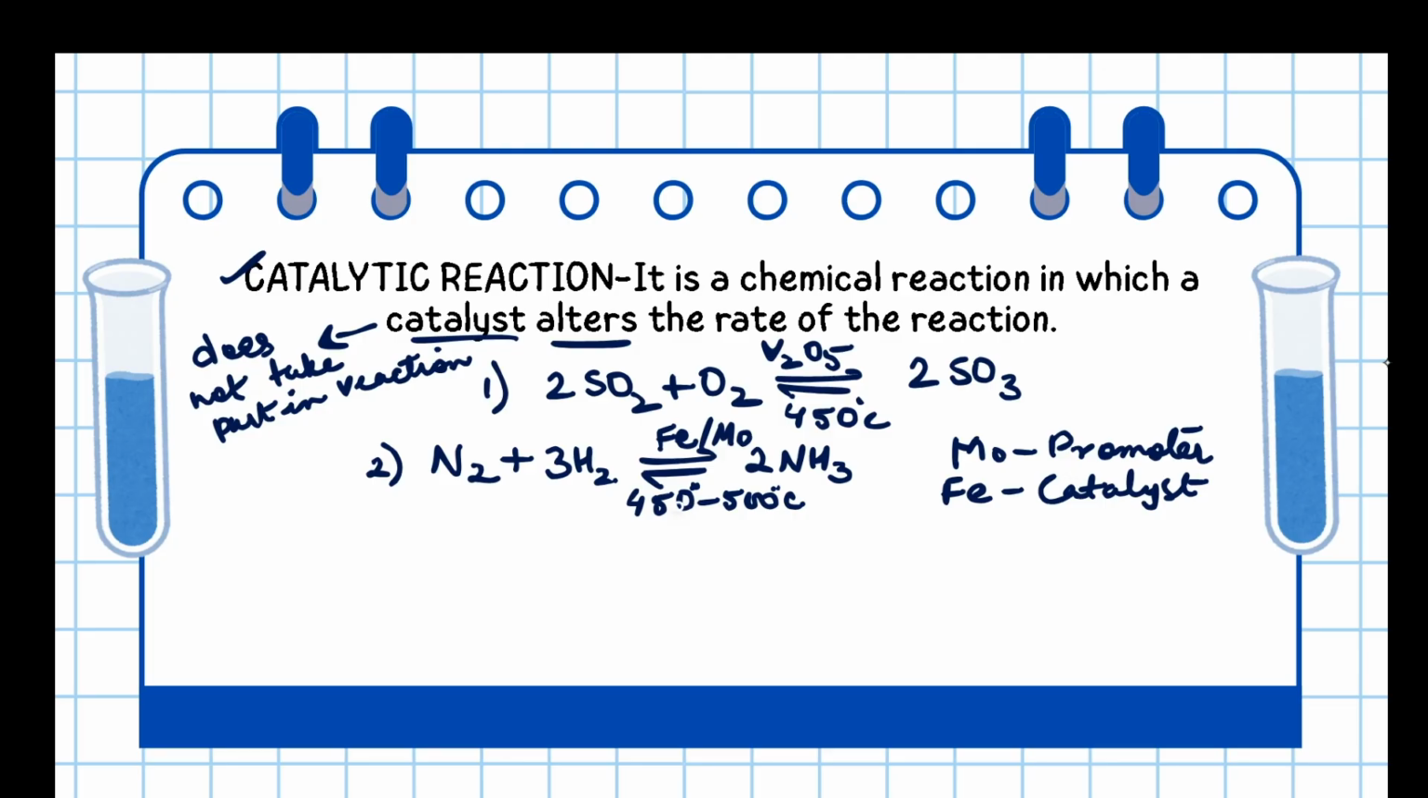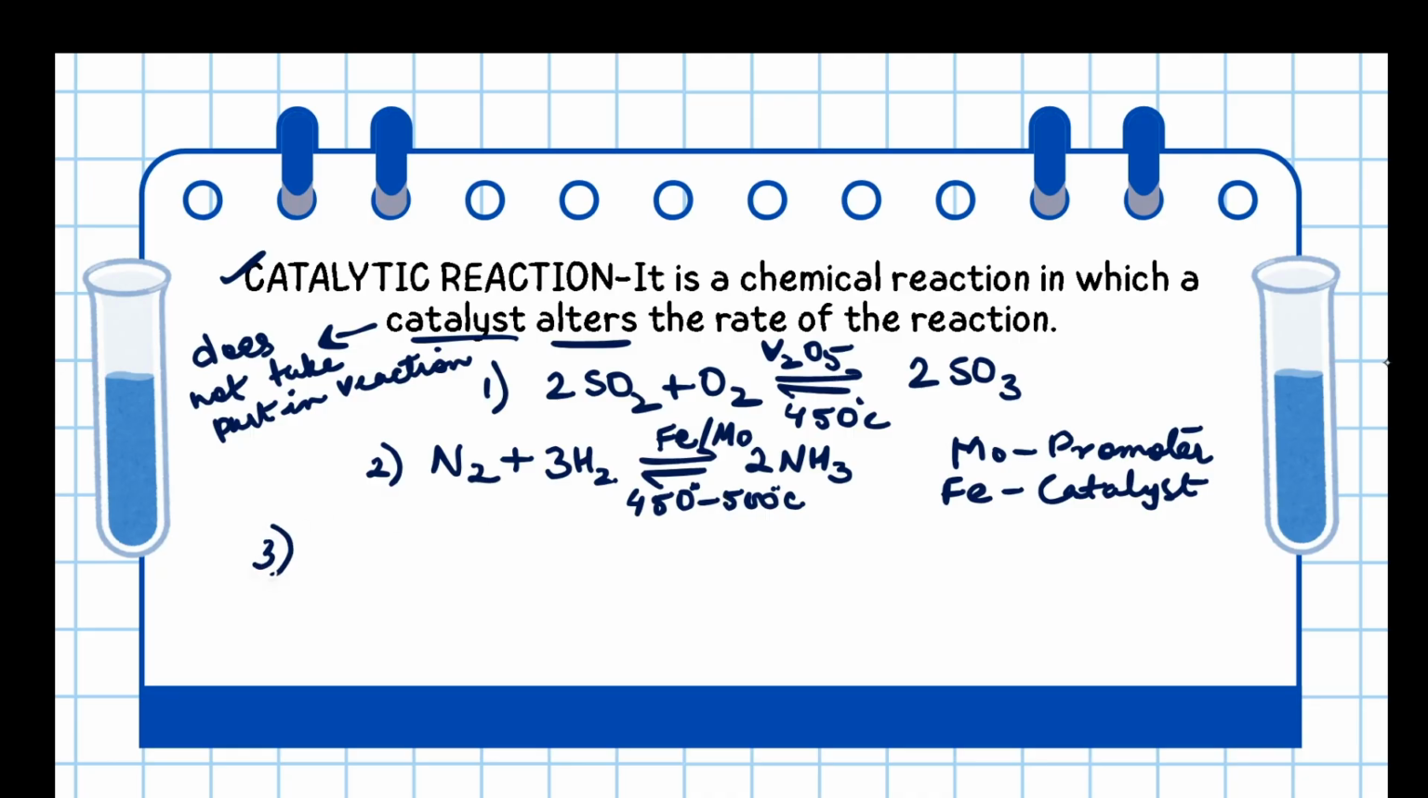In the next part, we will also see that a catalyst can be of different types. It can be a positive catalyst or a negative catalyst. A positive catalyst will always speed up a chemical reaction. A negative catalyst will slow down the rate of a reaction.